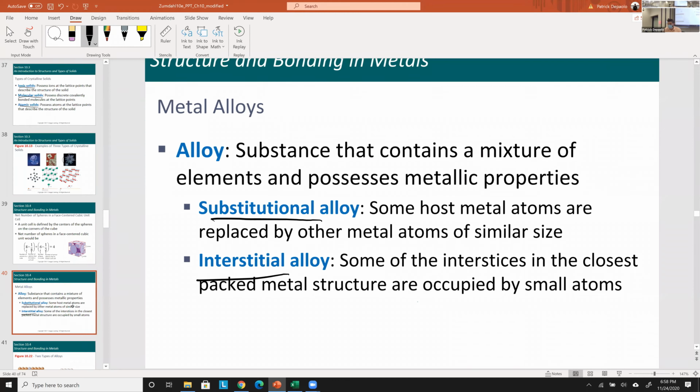What else? There's a lot of them. Brass is a good example of that too, where zinc is mixed in with copper, and things like that, and tin. So there's a bunch of different ones. And then interstitial alloy, I'll show you some examples in the next slide. An interstitial alloy is when you have smaller atoms, usually nonmetals like carbon, that are mixed in there to make a really strong substance.